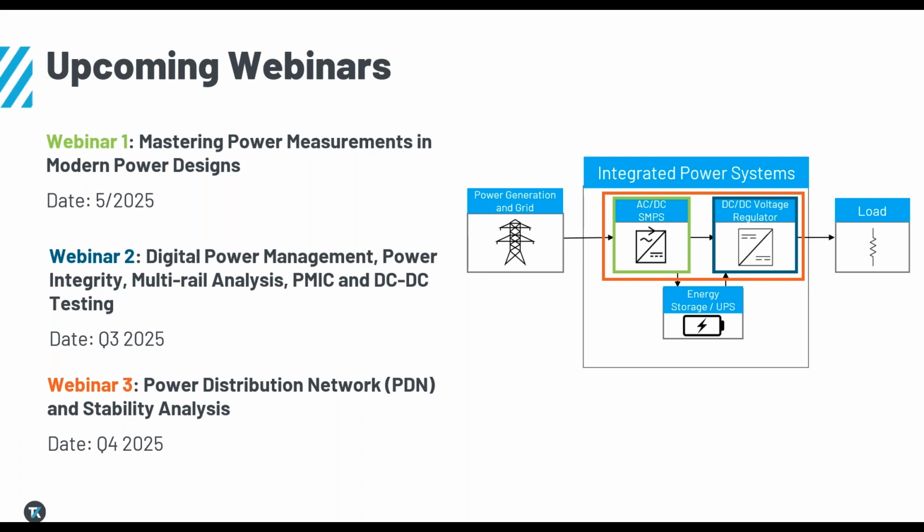We have a webinar planned in Q3 that's going to talk about what happens after the power supply. What happens when you start converting that to DC-DC and as it gets sent out through your boards. The third webinar I plan on in Q4 is going to put that all together, which is going to talk about your power distribution network. So that's going to include both your power supply and your power management. What are the problems that you're going to have, and how can we help you debug there?